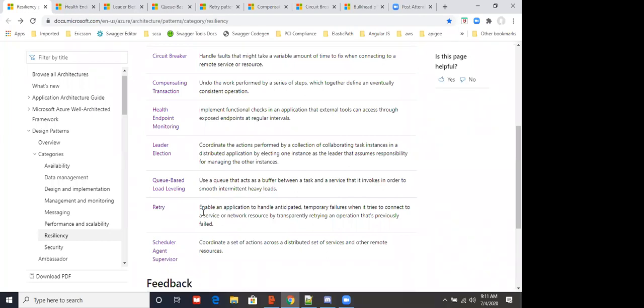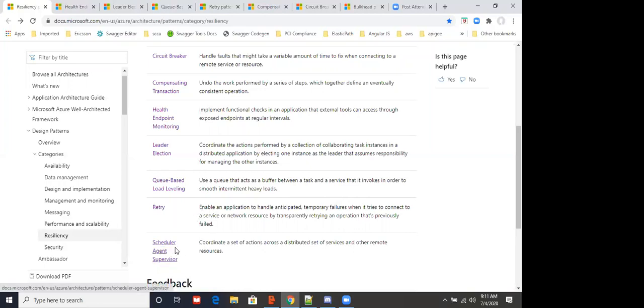And there is retry. This is the simplest one. Most of the time the failures could be temporary, and with a simple retry, it could succeed. So it's about that.